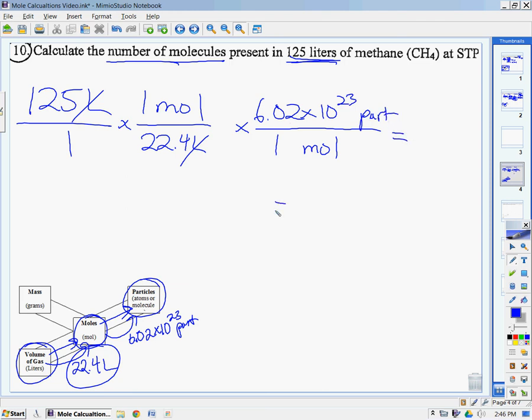All right, the answer to all this is 3.36 times 10 to the 24th particles. So that's the answer. Last thing we should double check: are we actually calculating molecules of methane? I think we are, because it said 125 liters of methane, and we want molecules of methane. So particles here is, in fact, molecules. So sanity check, it works out. Remember, a particle is a particle, though. If we wanted to calculate atoms, yeah, that's a particle, but we're not talking about methane then. We're talking about how many atoms are in methane.